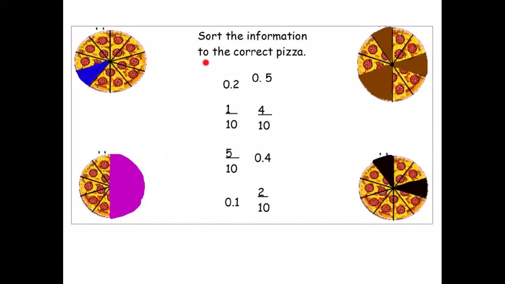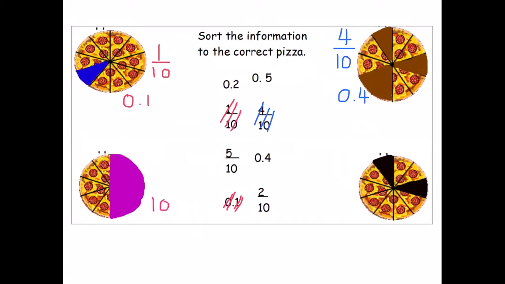Sort the information to the correct pizza. Well, let's begin with the pizza that has a blue section missing. The pizza has been divided into 10 pieces, so it's in tenths, and there is one section coloured in, so 1/10, and 1/10 is 0.1. So there are 2 of the options removed already. Let's go to the brown pizza. Again, there are 10 pieces of pizza, and on this occasion 4 of them are coloured in, so 4/10, and 4/10 is 0.4. Let's go to our purple pizza next.